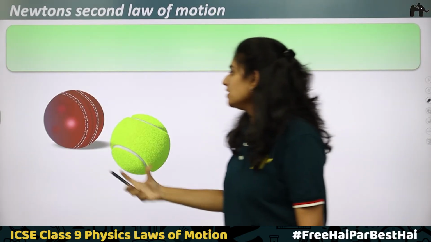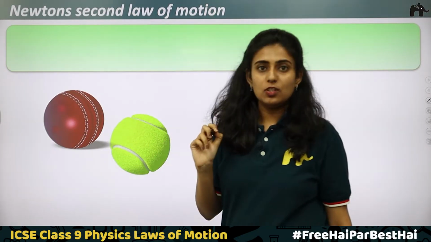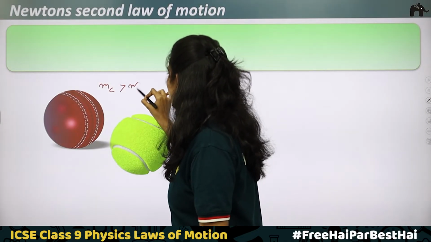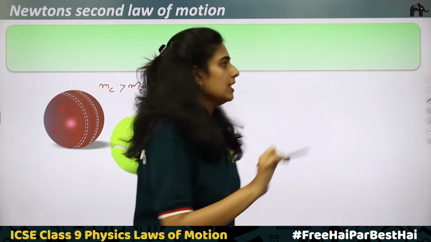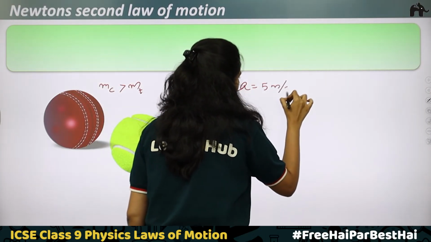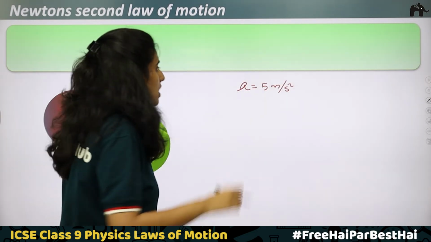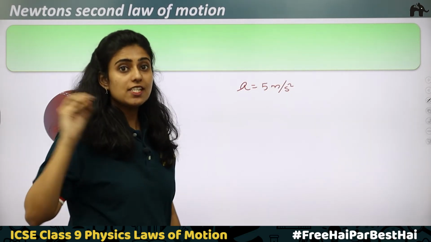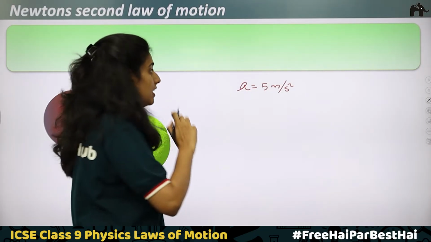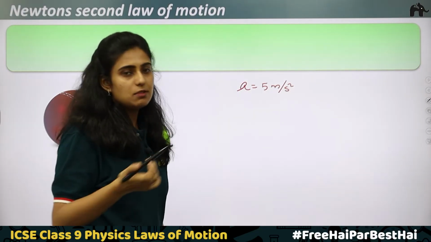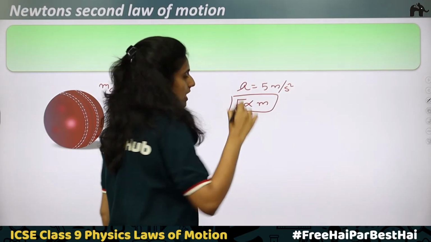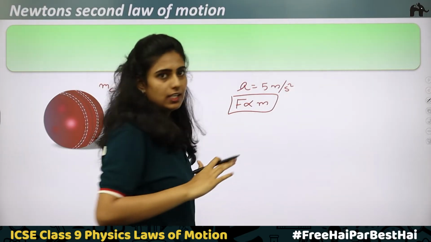Now consider two balls, a cricket ball and a tennis ball. We know that the mass of a cricket ball is higher compared to the mass of a tennis ball. Let's say in both cases, the acceleration produced should be 5 meter per second square. Same acceleration is to be produced, which means the force applied should be different. In which case should more force be applied? More force should be applied to the ball with greater mass, which means force and mass are directly proportional. When mass increases, force also increases.